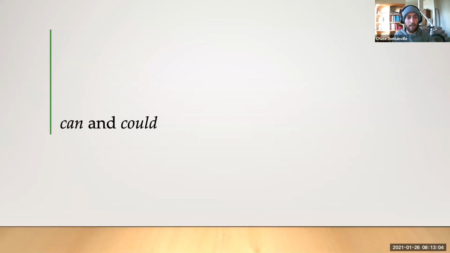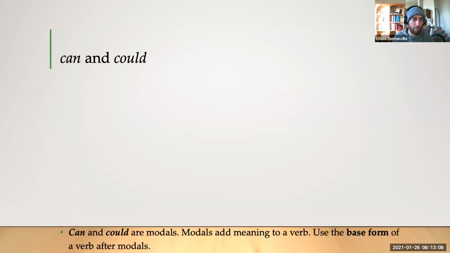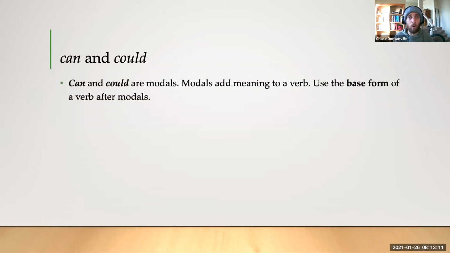Let's first start with can and could. Both can and could are modals, okay? Modals add meaning to a verb, and we use the base form of the verb after modals. For example, we can watch TV when we finish dinner. So can is the modal verb, watch is the main verb, and we use the base form, meaning no to and no s, just watch, can watch.